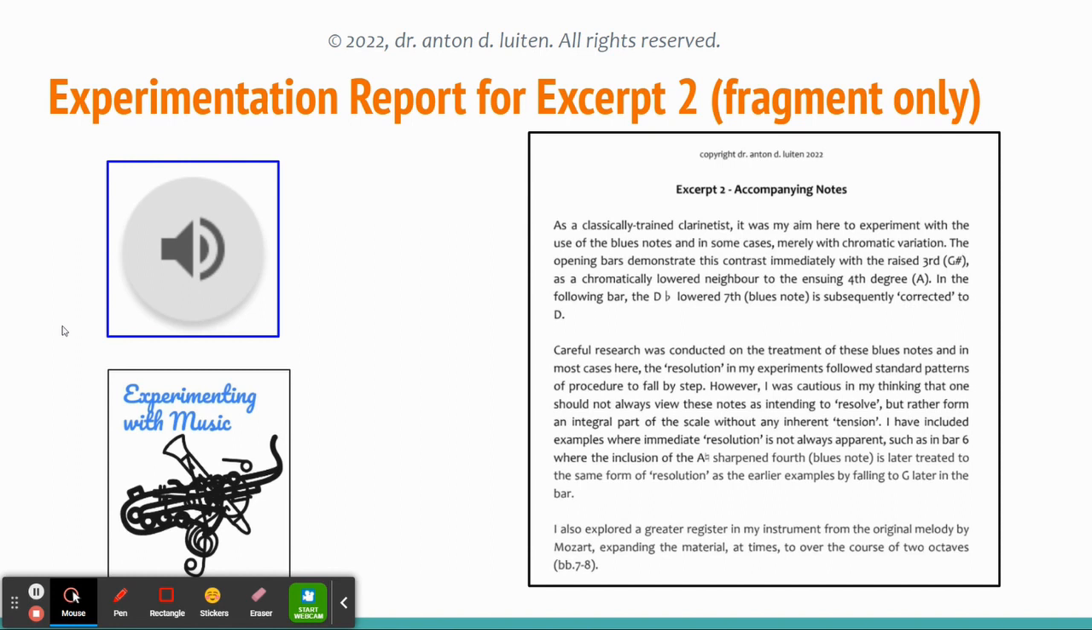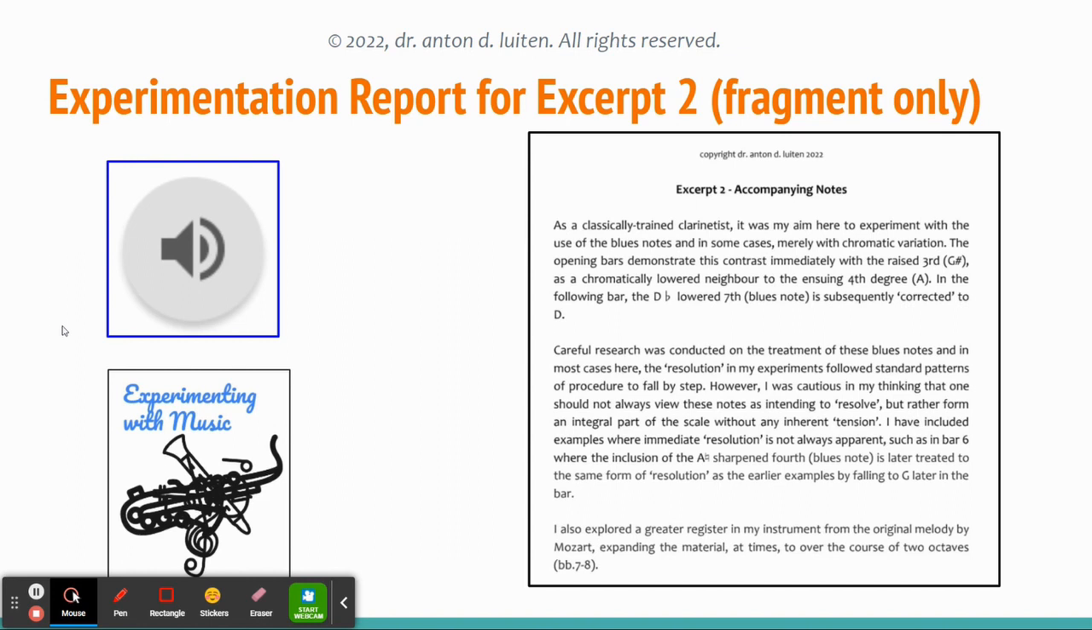Careful research was conducted on the treatment of these blues notes, and in most cases the resolution in my experiments followed standard patterns of procedure to fall by step. However, I was cautious in my thinking that one should not always view these notes as intending to resolve, but rather form an integral part of the scale without any inherent tension.